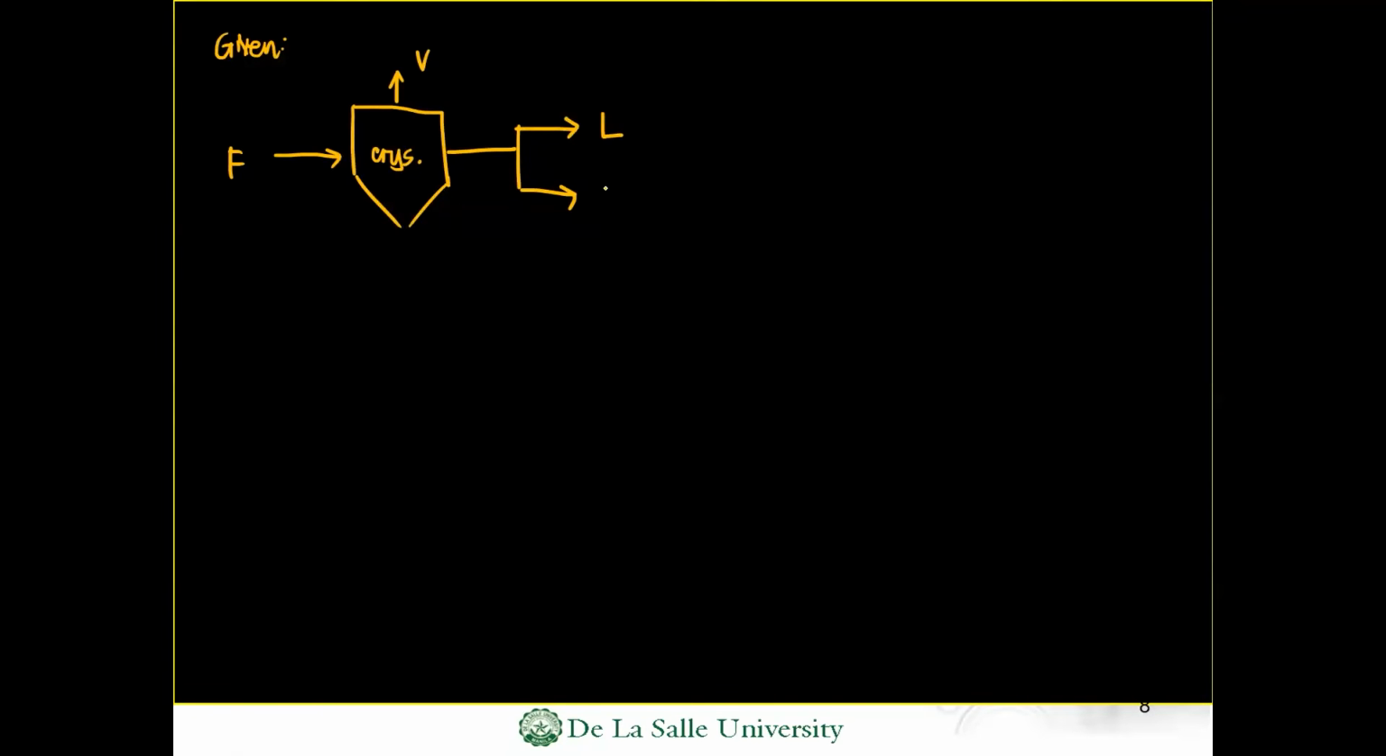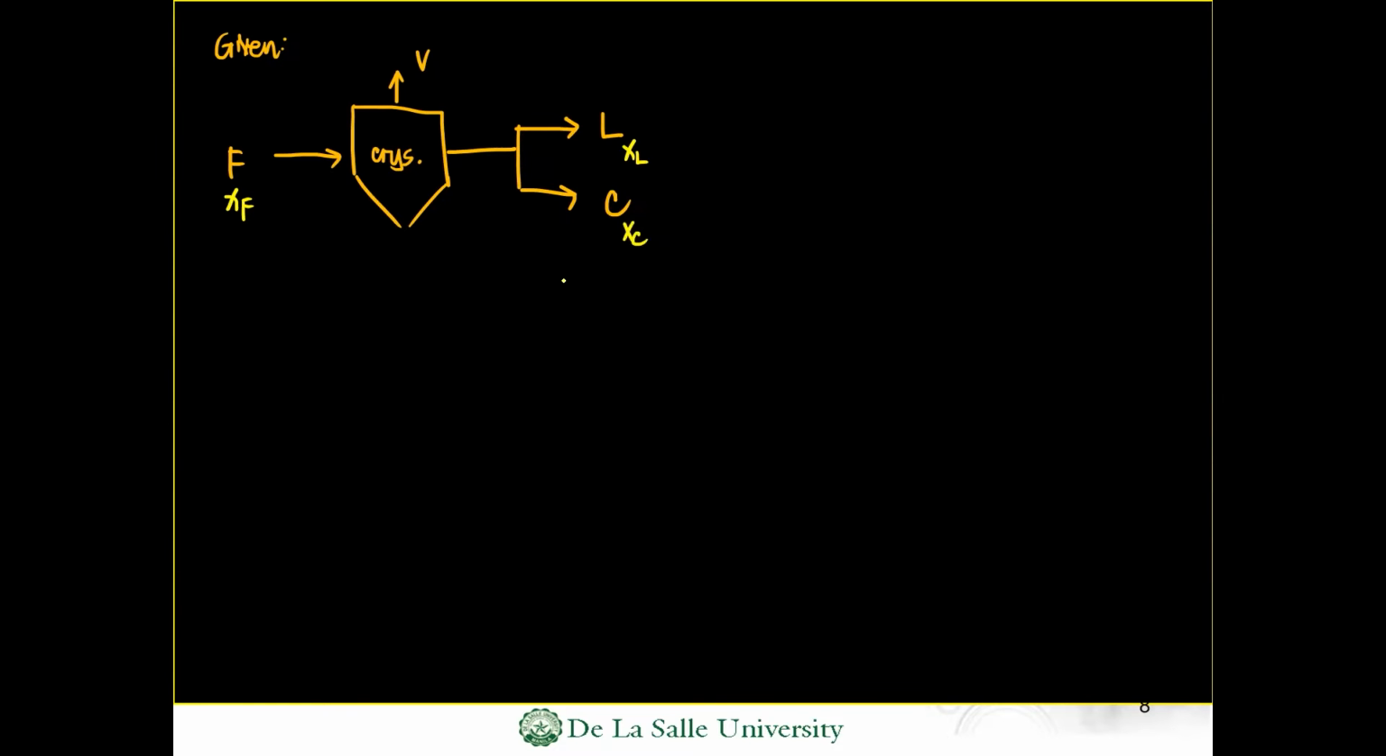So let's draw the given. This is your crystallizer. This is your feed, and then this is your vapor. And this is your L and C. So with this, you're given the XF, and then you're given the XL, given the XC.